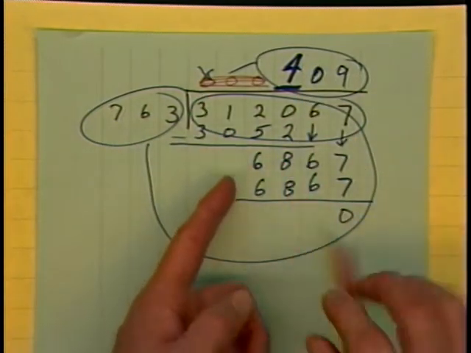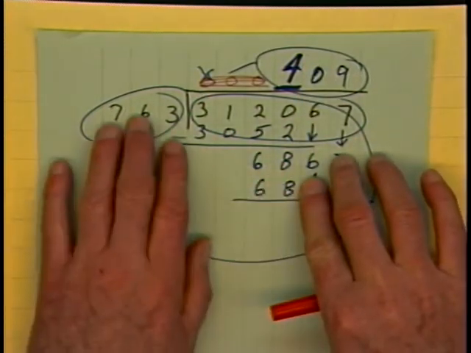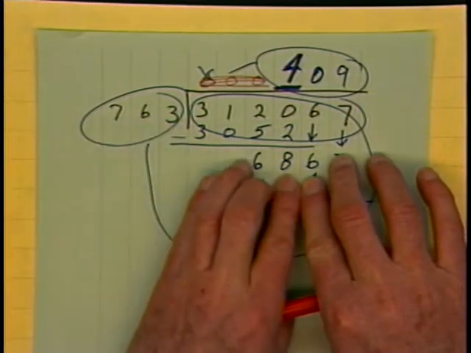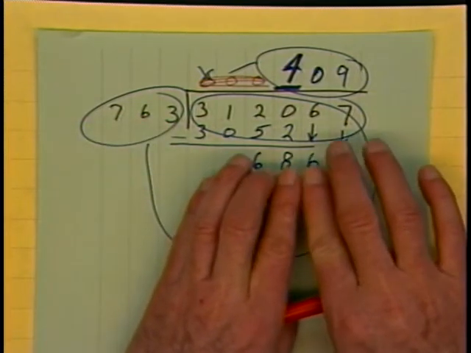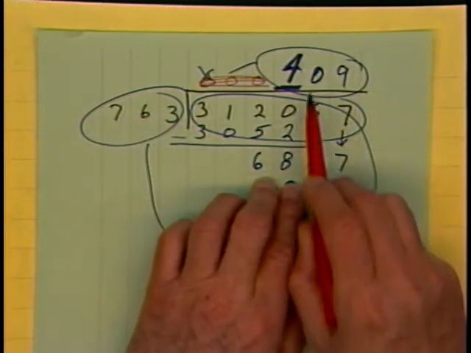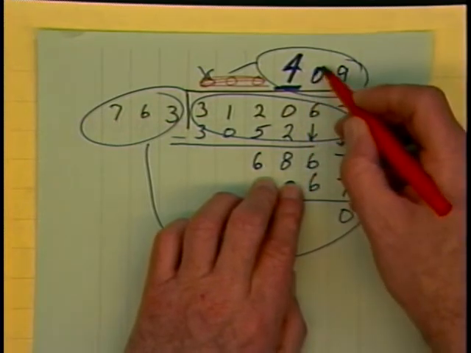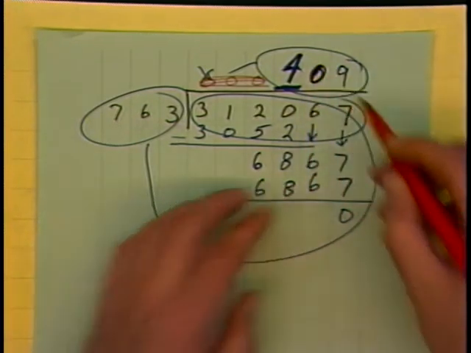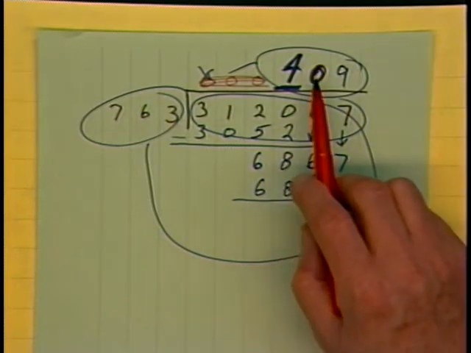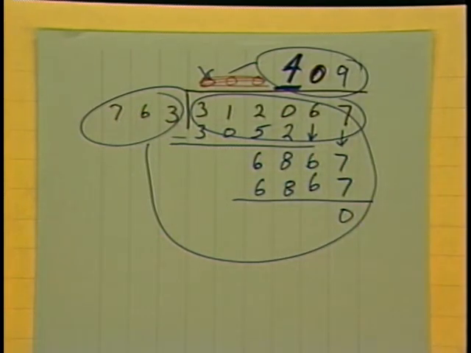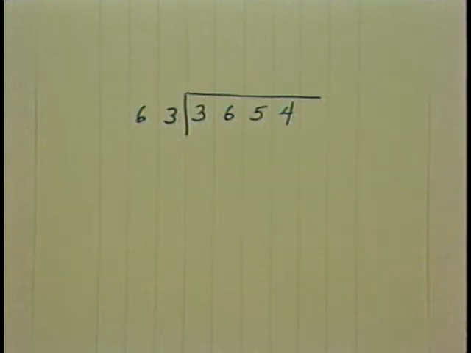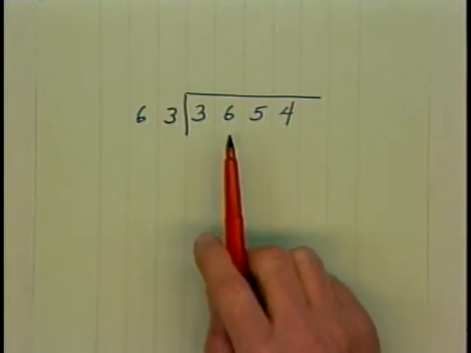So if you get a number where you think that this won't go into this, always remind yourself it will go in. It will go in at least 0 times, and that 0 must be recorded. Be very cautious of that. It's a very common slip. Let's do one more problem.